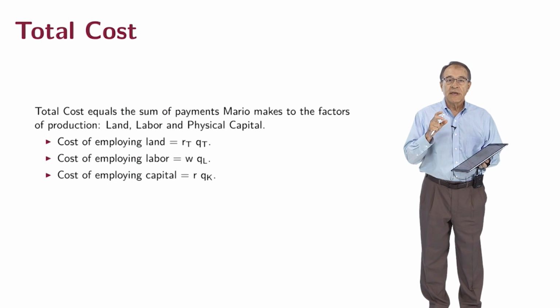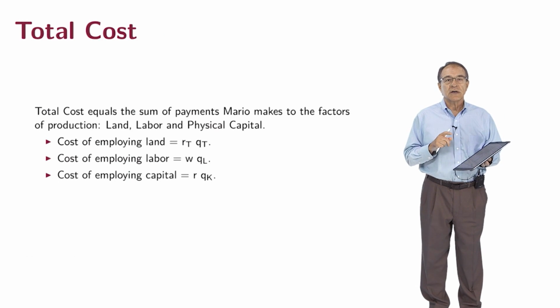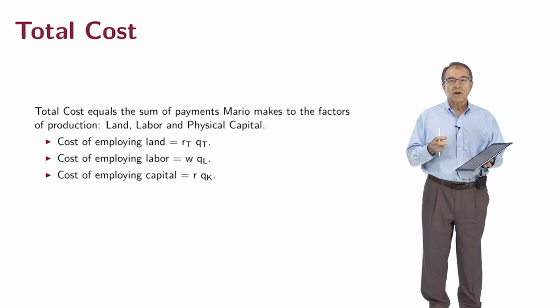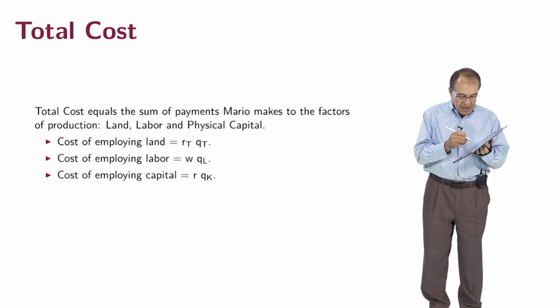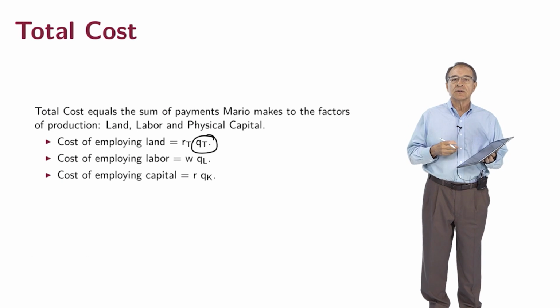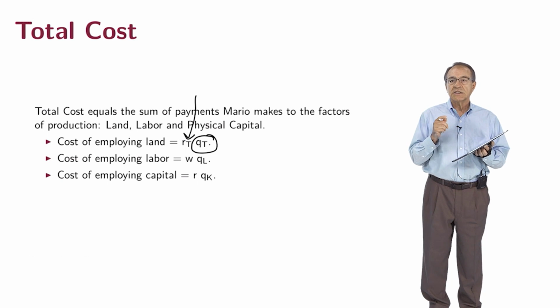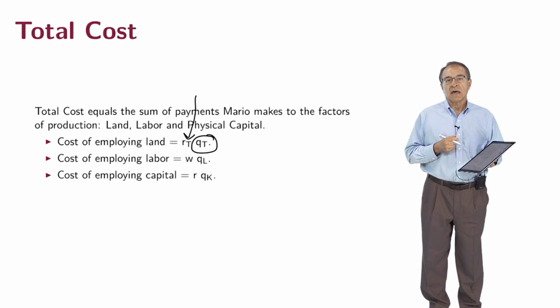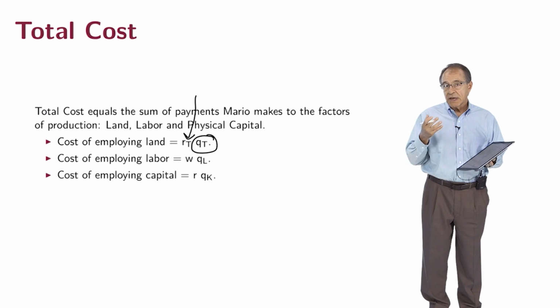Of course, Mario has to pay for the inputs that he uses to produce sugarcane, so let's consider the total cost. Total cost is the sum of the payments Mario makes to the factors of production. The factors of production in this case are land, labor, and physical capital. If we look at the cost of employing land, we multiply the quantity of land, the number of acres or hectares used by Mario, times R sub t. R sub t represents the rental rate on land. So if Mario rents the land, then that's the rent that he pays per hectare or per acre of land.